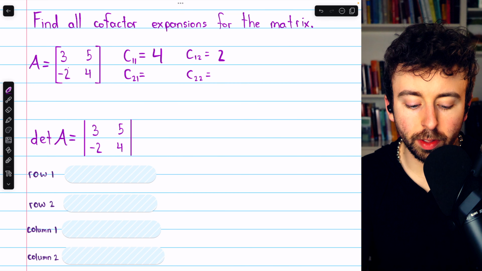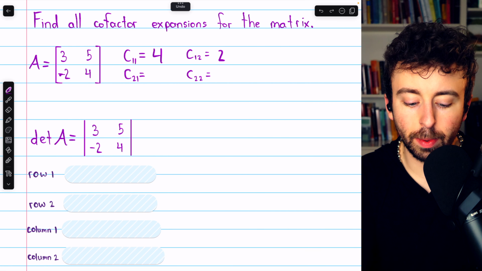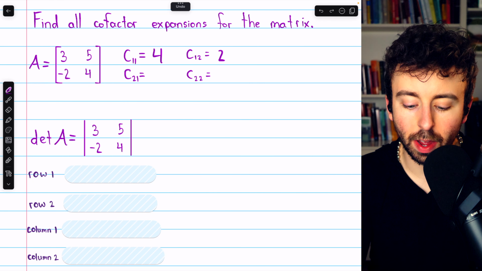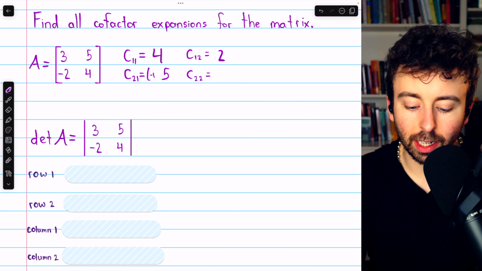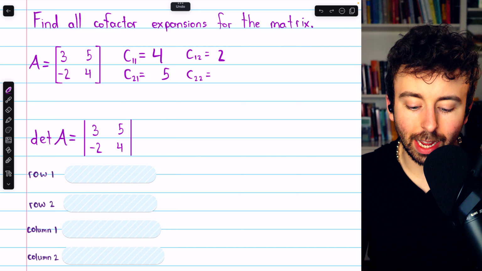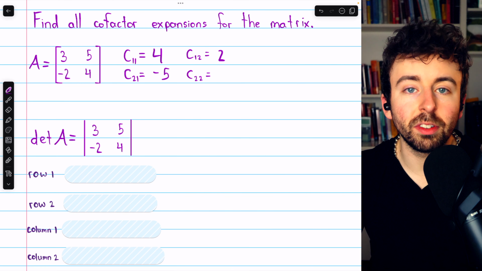Next, the cofactor of the first entry in the second row. Eliminate its row, eliminate its column. The determinant of the remaining submatrix is 5. And then we have to multiply by -1 to the power of the row number plus the column number. That's -1 to the power of 3. So yes, we're going to have a negative here. The cofactor is just -5.